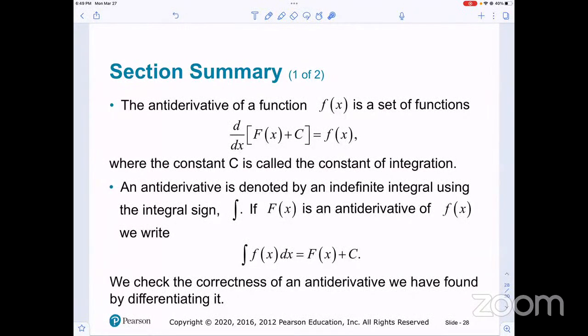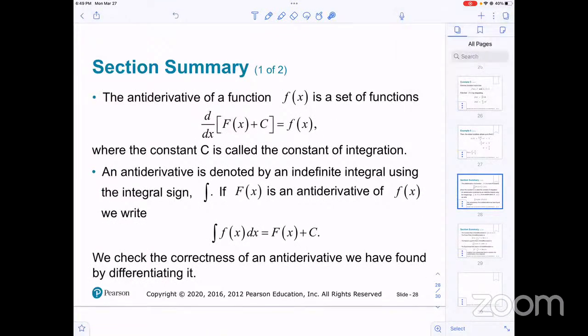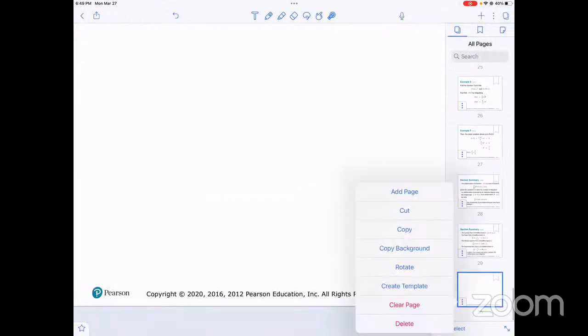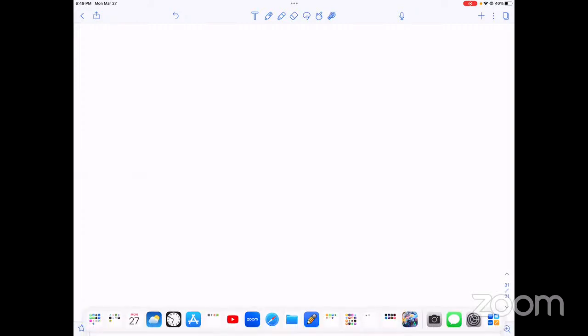So let me change my view to seamless, and let me add a page right here. Okay, looks good. Yeah, we'll work with that. Okay, let's just work here. We should be good.